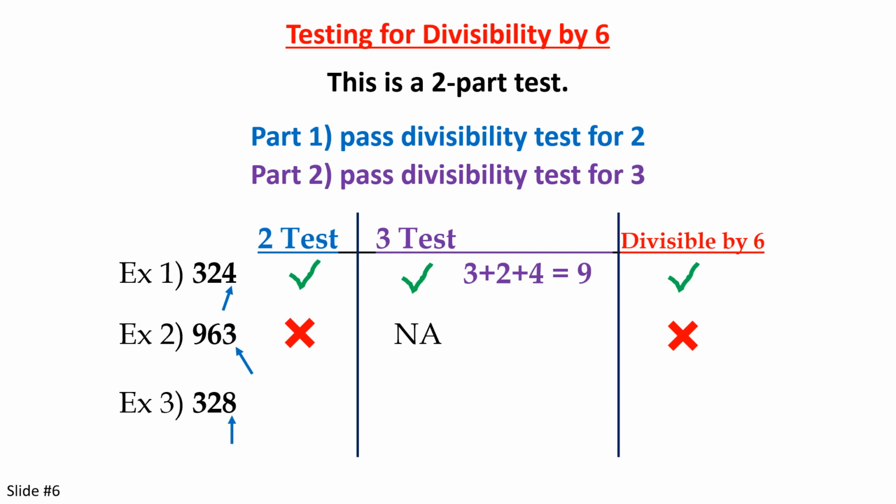328. Well, if I look at the 1's digit, hey, it works. Passes the 2 test. Add up the digits, I get 13. That failed the 3 test. Therefore, the number itself failed the 6 test. It must pass both the 2 and the 3.